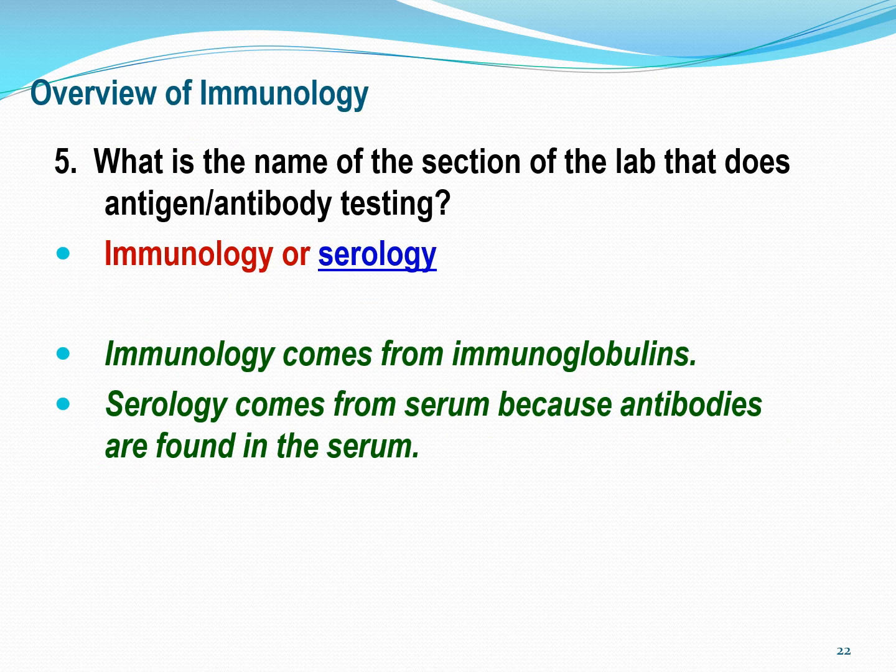Okay, so overview of immunology. We're still talking about just a broad overview, right? So what is the name of the section of the lab that does antigen antibody testing? It's the immunology part of the lab, or they could sometimes refer to it as serology. Immunology comes from immunoglobulins. Serology comes from the serum because antibodies are found in the serum.